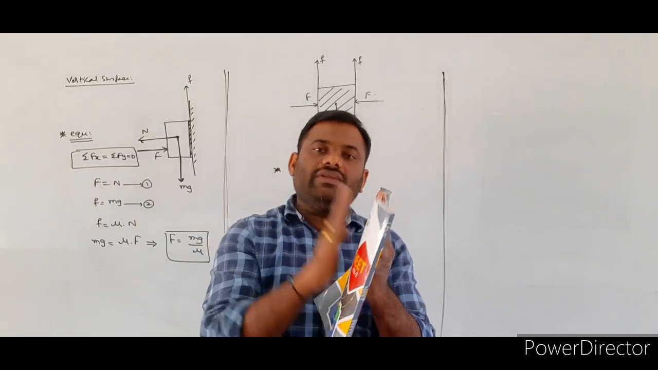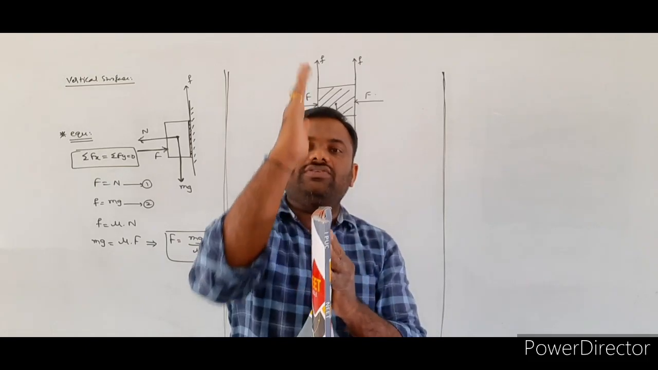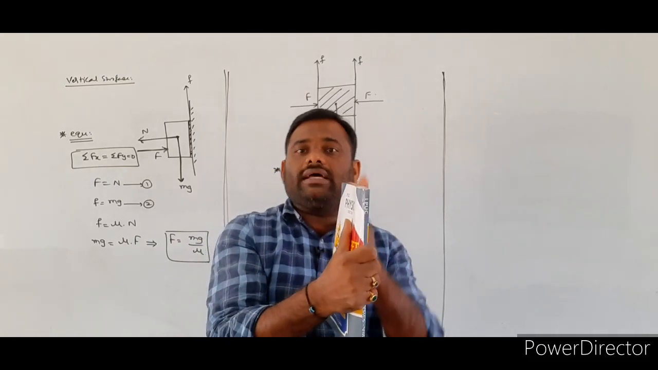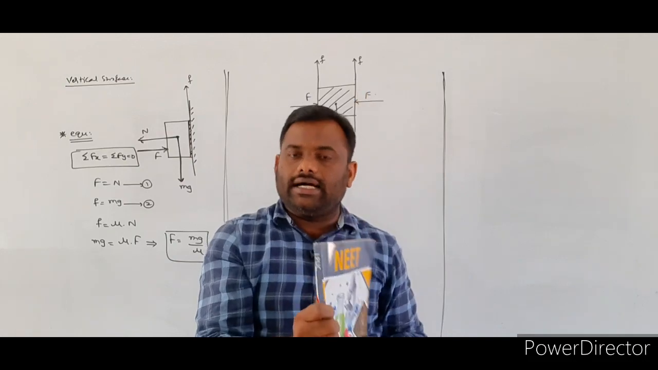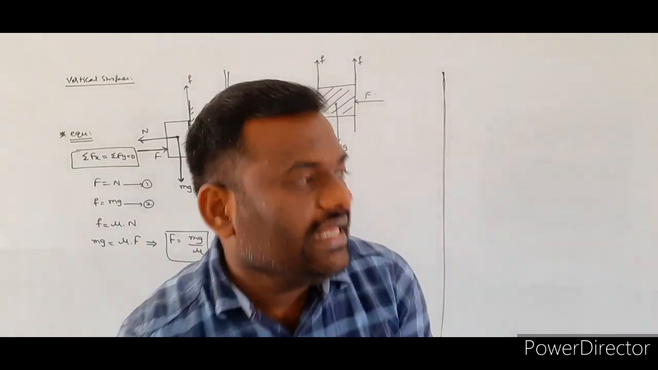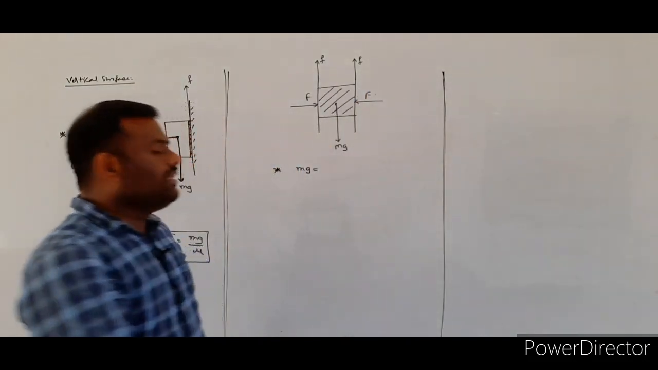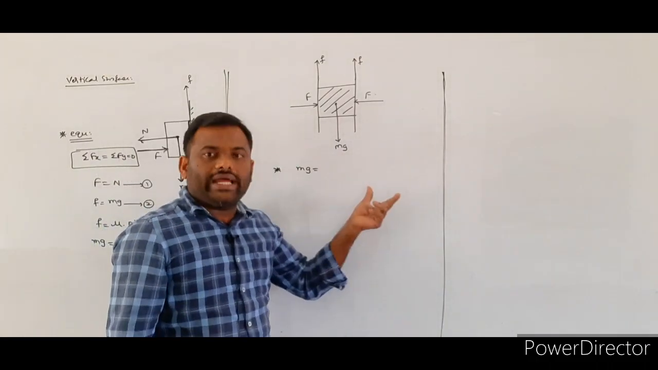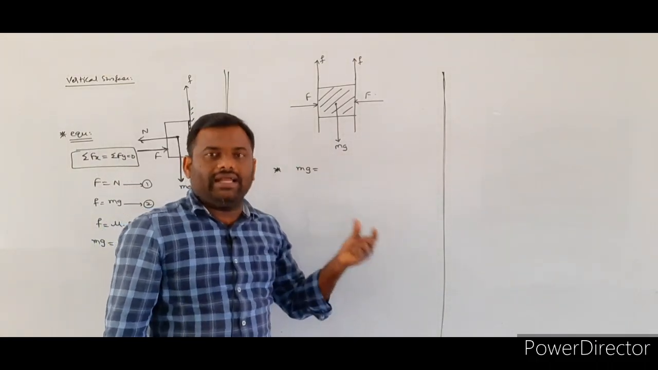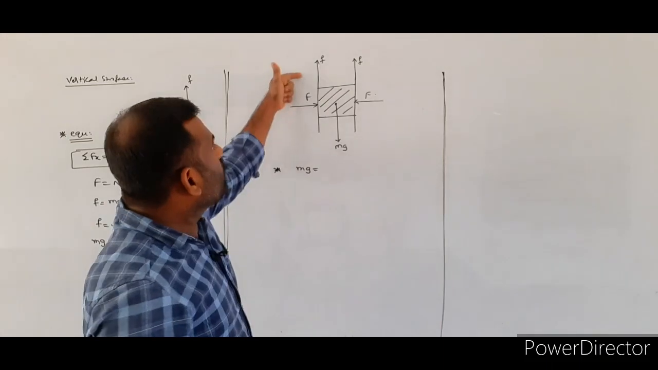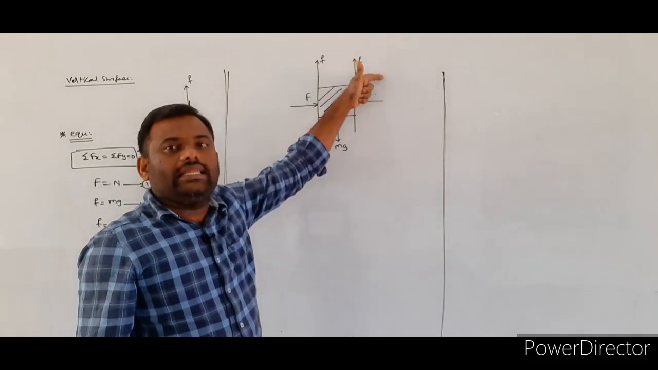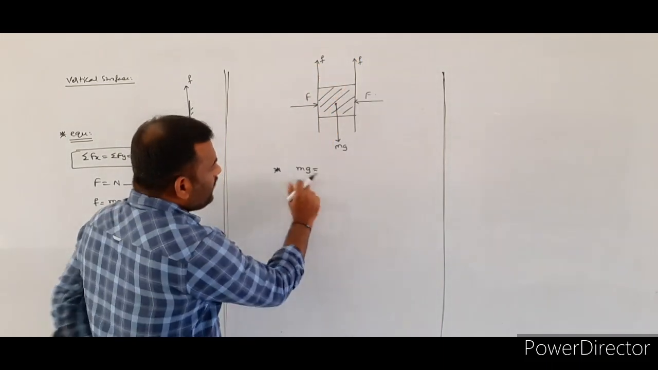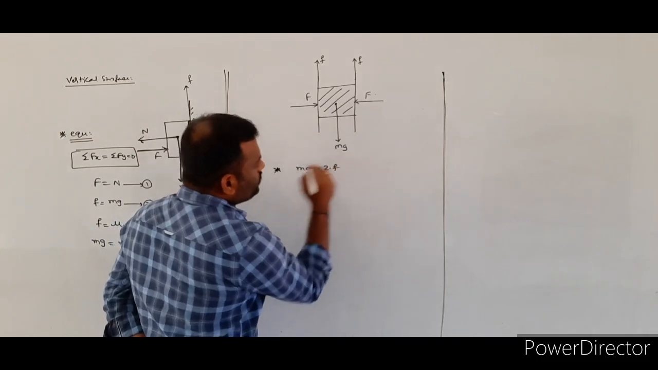So between one hand and the book, one frictional force will be acting. Between the other hand and the book, another frictional force will be acting in the upward direction. So if the book is in equilibrium with respect to our hands, its weight will be balanced by the total frictional force acting in the upward direction. So mg is equal to 2F.